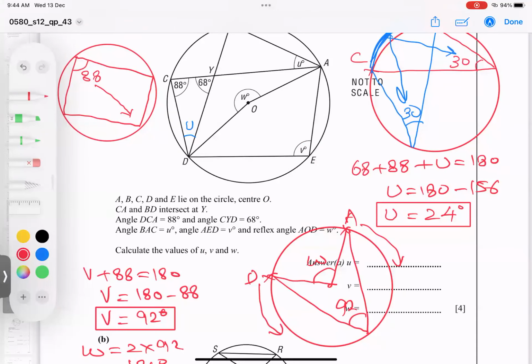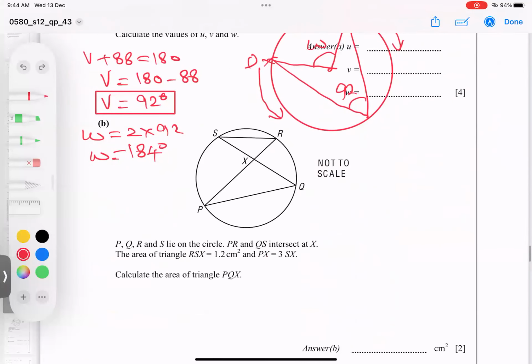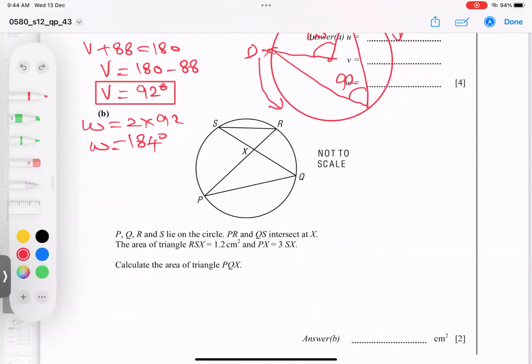So I have this diagram matching. This is angle at center, this is angle at circumference. I believe this point is very clear. Let's talk about this question. This is a question of similarities. Okay, I tell you one thing.